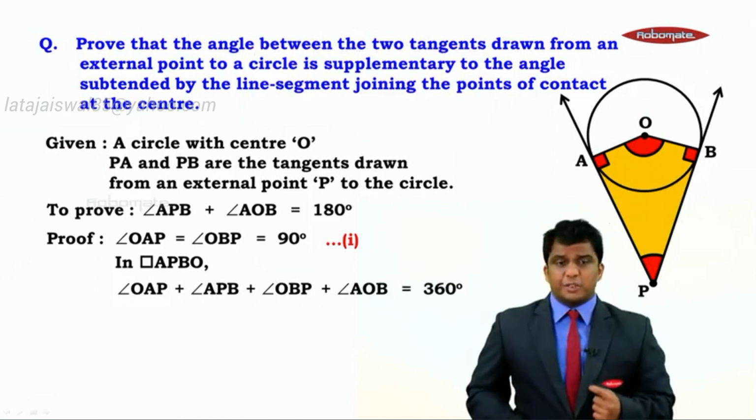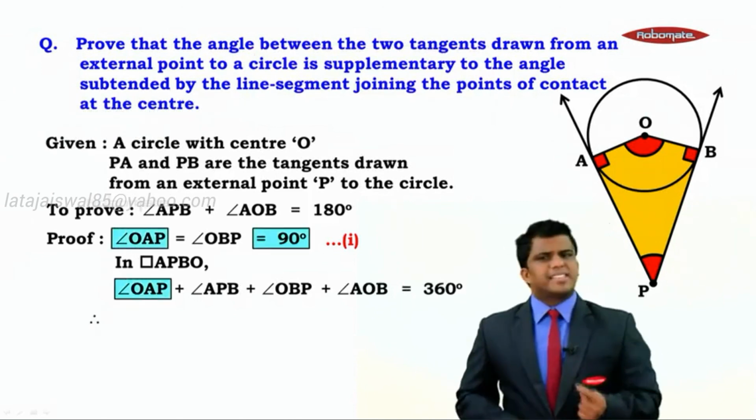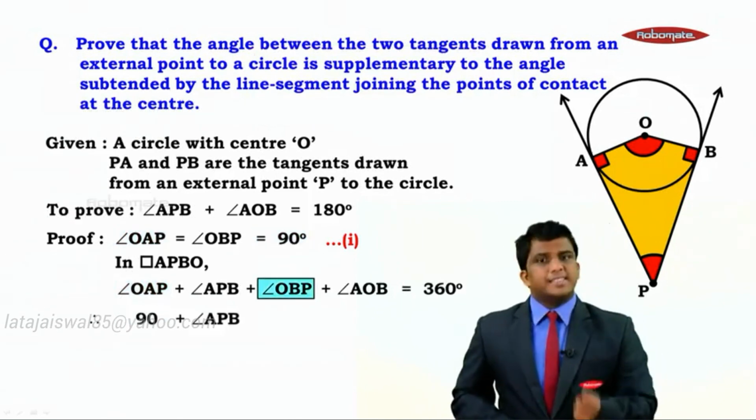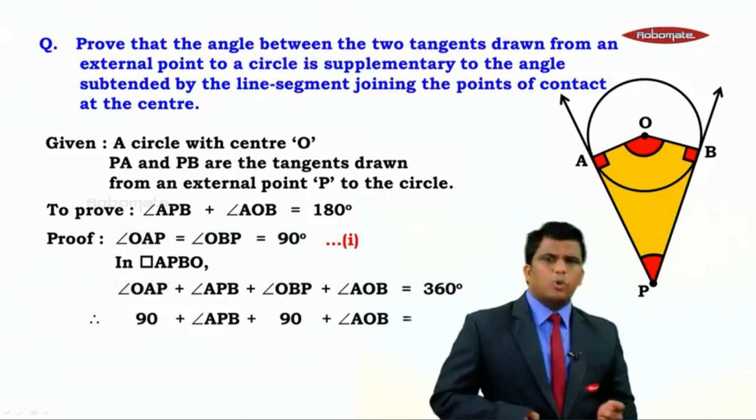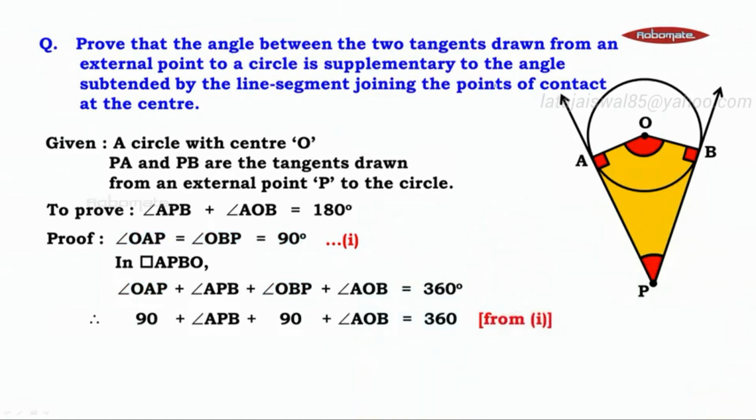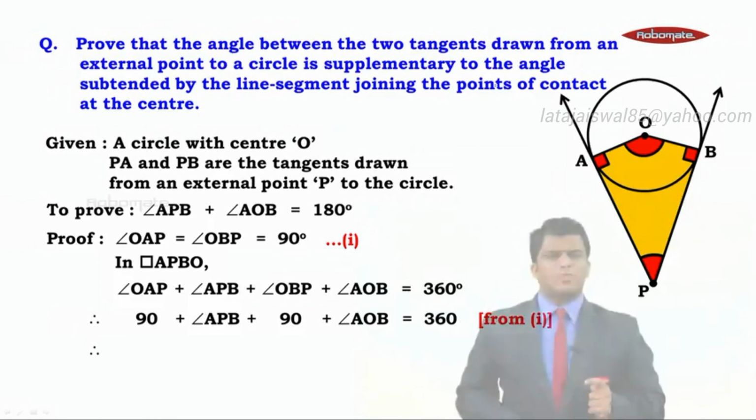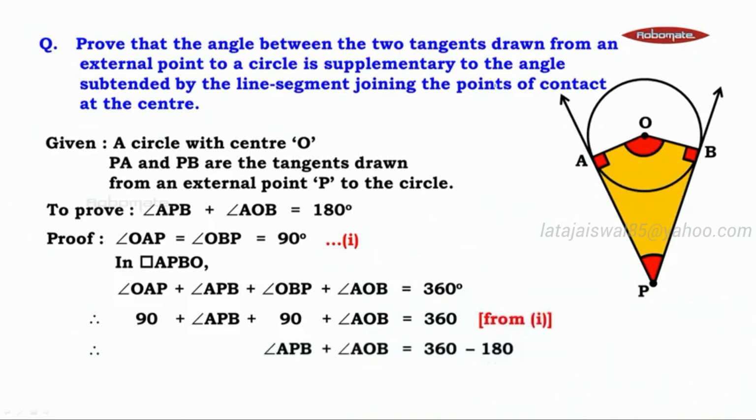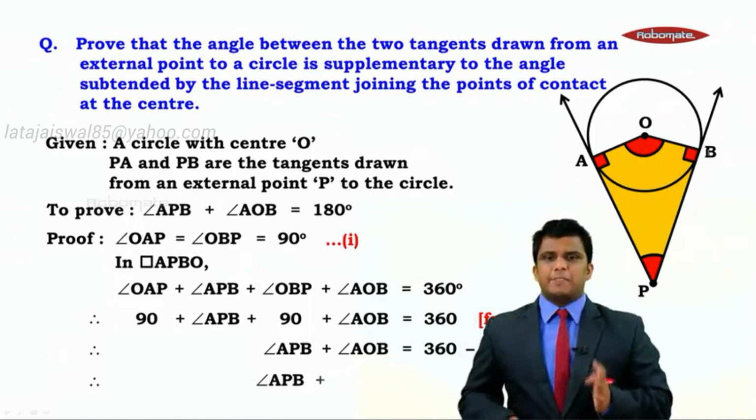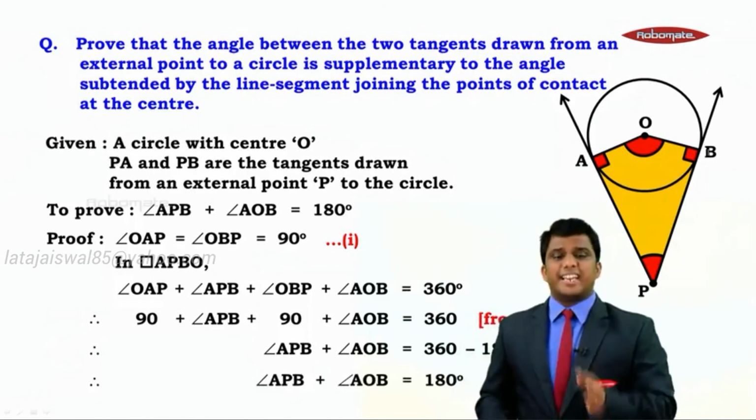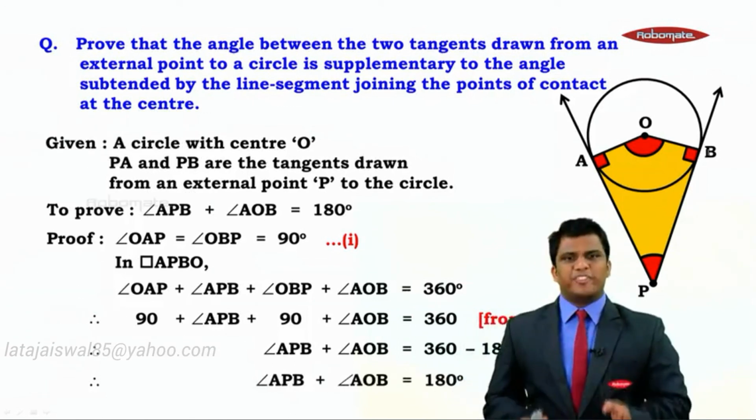Further, we'll substitute the values. We say 90 plus angle APB plus 90 plus angle AOB is equal to 360. We got it from 1. 90 plus 90 is 180. Hence, angle APB plus angle AOB is equal to 360 minus 180. And 360 minus 180 is definitely 180. Hence, angle APB plus angle AOB is 180 degrees. And that's what we need to prove in this question.